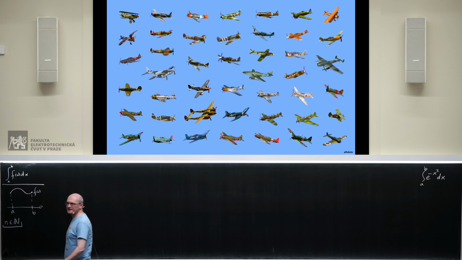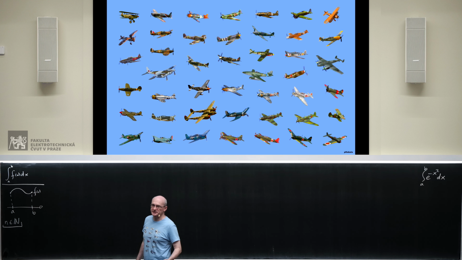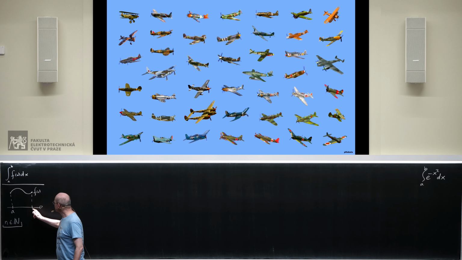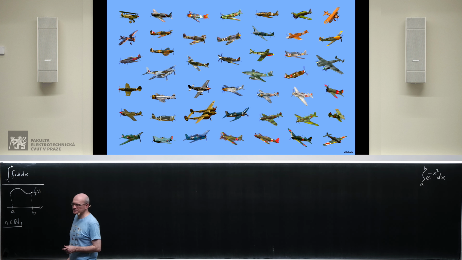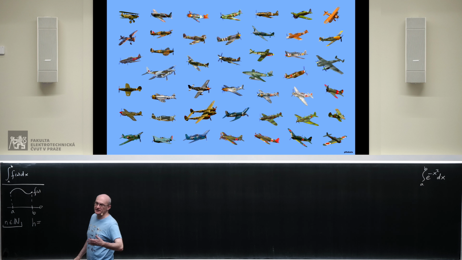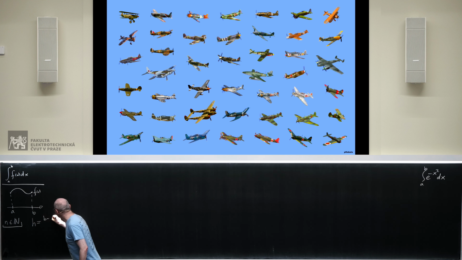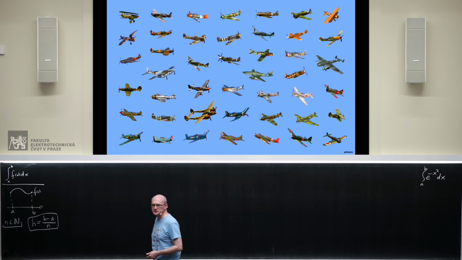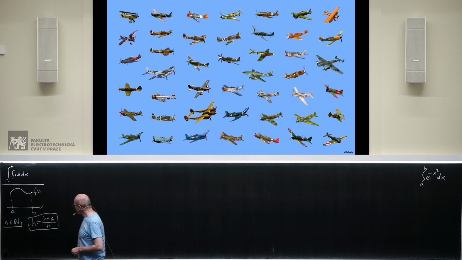So lowercase n, that's the traditional name for the partition size. And when you split interval AB into n equal segments, then the length of one segment is easily calculated. It's just the length of the interval divided by the number of segments. And that's a very important formula. I'm emphasizing it in this way because I will be returning to it repeatedly. Okay, we have our step size.